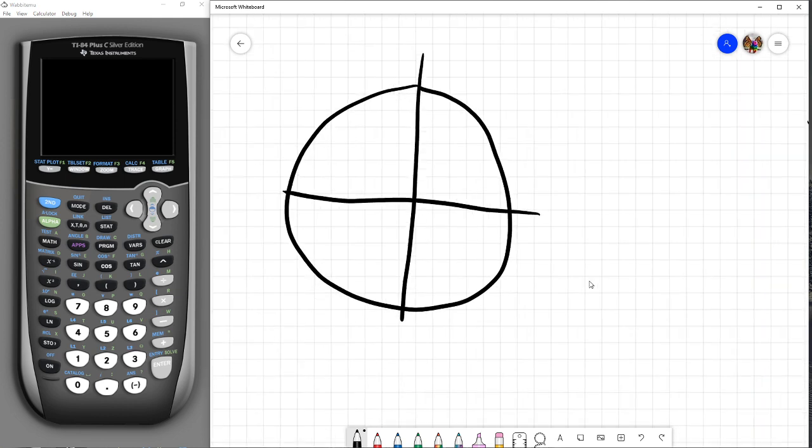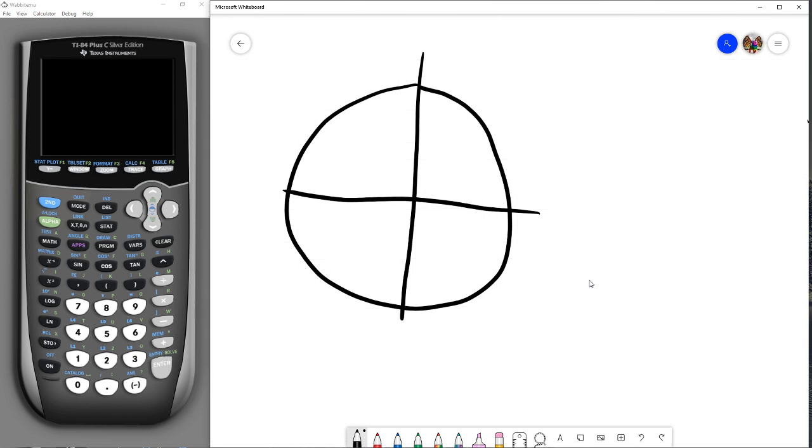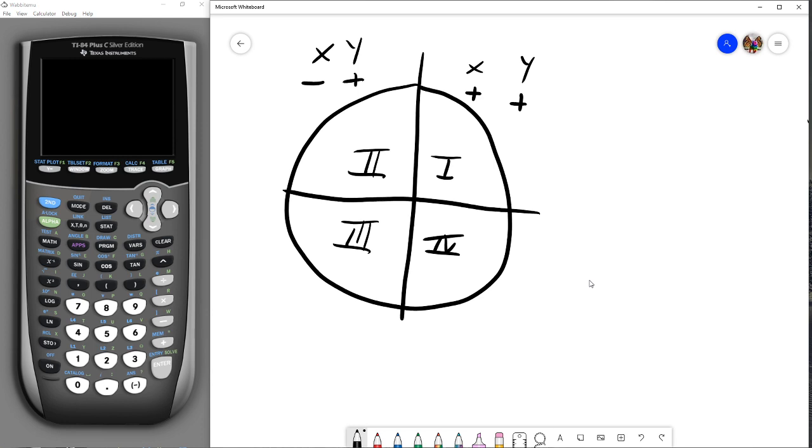That's alright looking circle, not bad. So when we think about quadrant 1, this is quadrant 1, 2, 3, and 4. Just to review, in quadrant 1, we know that x is positive and y is positive. In quadrant 2, x is negative and y is positive. For any value in this quadrant, x will be negative but y is positive.